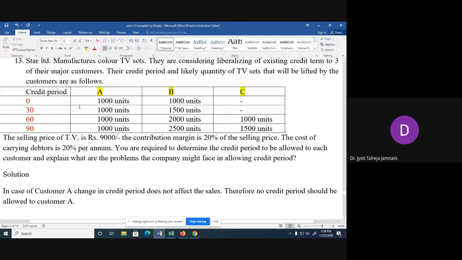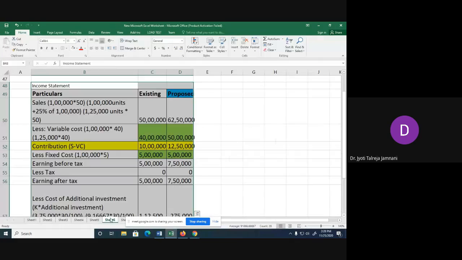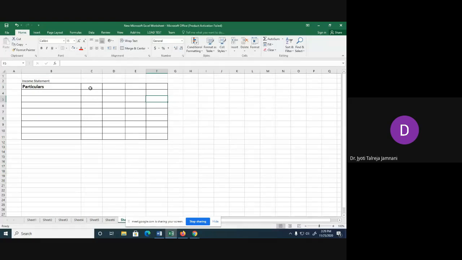For customer B, when we give credit, his sales units are changing. So these are the 4 columns we will prepare now: 0, 30, 60 and 90 days credit. In the previous sum, we used to prepare existing and proposed, because there was an existing option and one proposed where we increase the credit period. But here there is no existing and proposed. They are telling either you will give 0 days credit, or you will give 30 days, or 60 or 90. So there are 4 options with 0, 30, 60, 90. Is that clear? So similar way we will prepare the income statement.